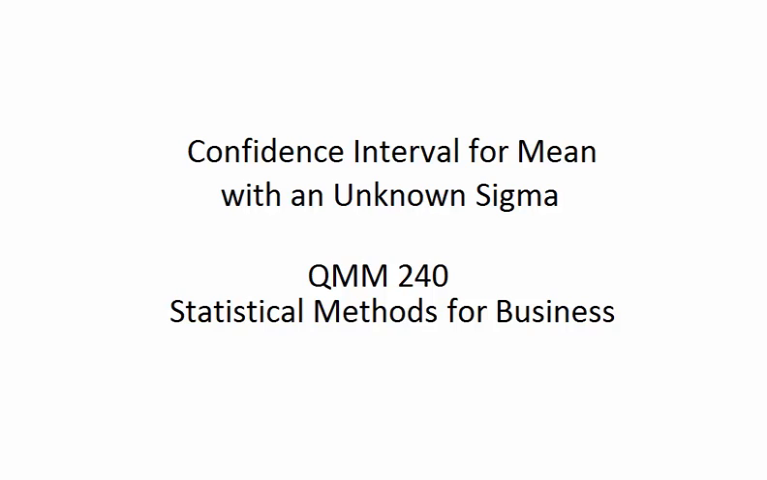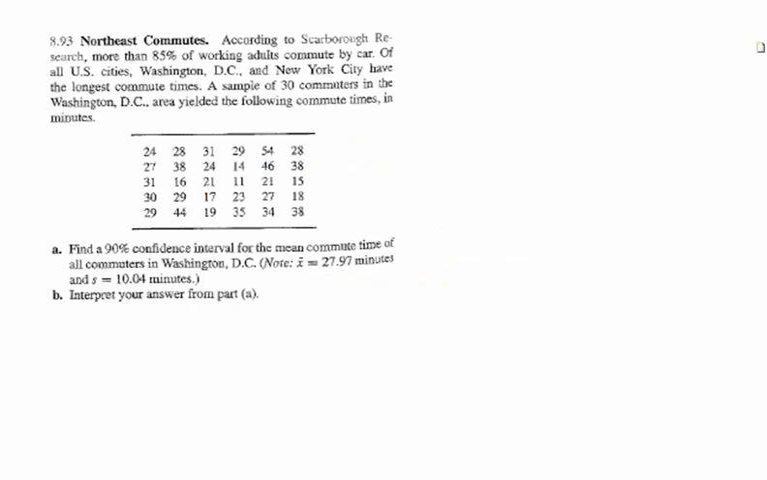In this video, we're going to be taking a look at a confidence interval for a mean with an unknown sigma. And the question reads, according to Scarborough research, more than 85% of working adults commute by car.